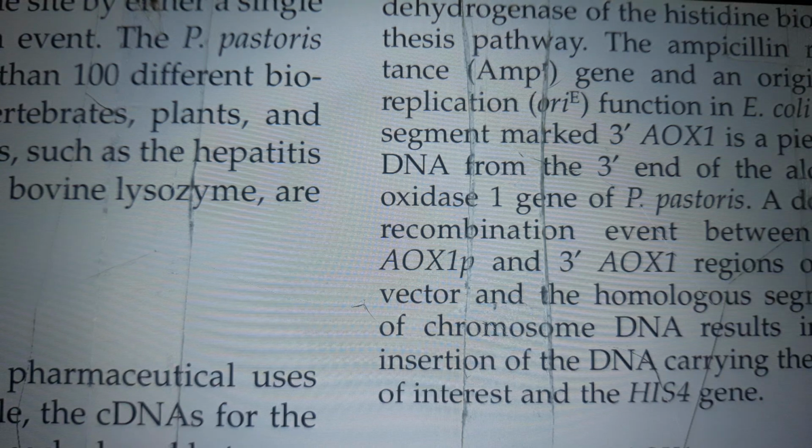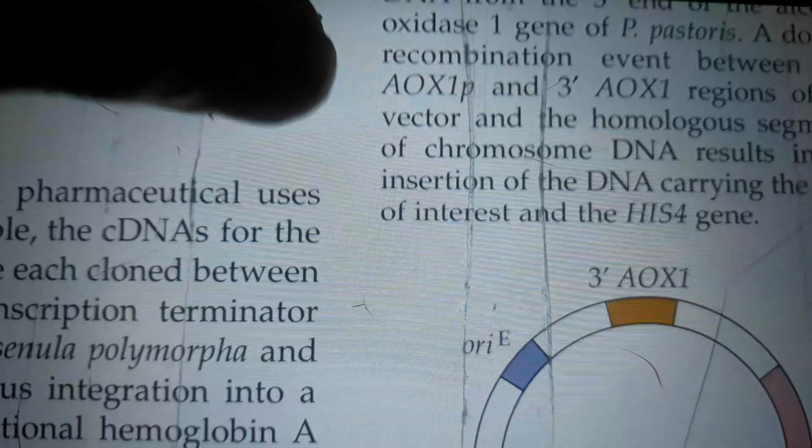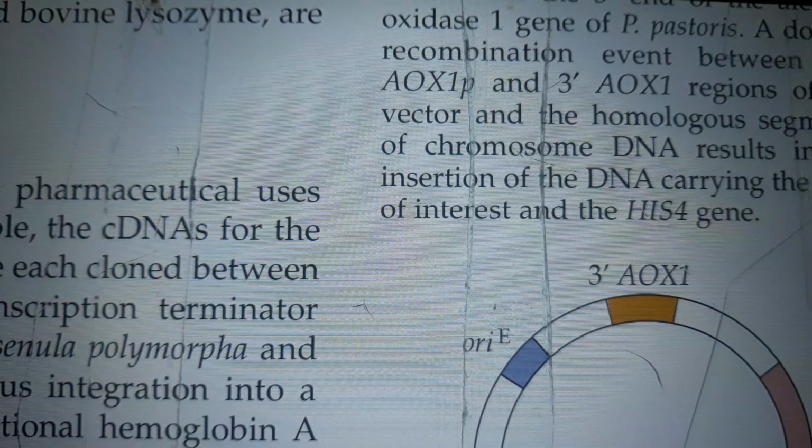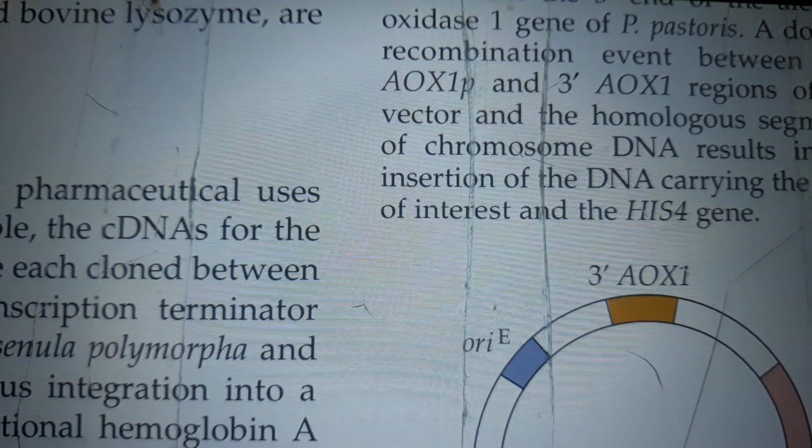the ampicillin resistance gene, and an origin of replication functional in E. coli. The segment marked 3' AOX1 is a piece of DNA from the 3' end of the alcohol oxidase 1 gene of P. pastoris. A double DNA recombination event between the AOX1 P and 3' AOX1 regions of the vector and the homologous segments of the chromosome.